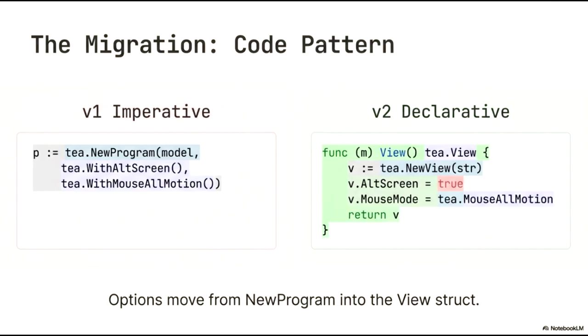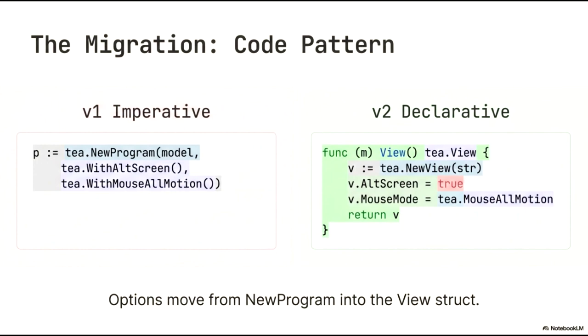In version 2, we have transitioned to a more declarative approach. As shown in the code on the right, these configuration options have moved from the initial program setup into the view struct itself. Within the model's view method, you now initialize a tea.View and set its properties, like alt screen and mouse mode, directly before returning it. This change centralizes configuration within the rendering logic, allowing the program's behavior to be defined dynamically based on the current state of the view.